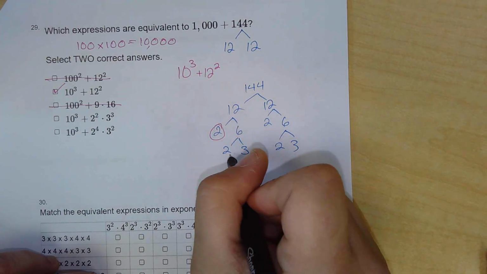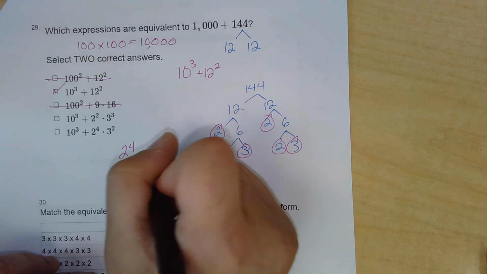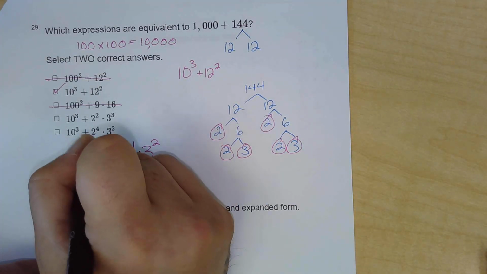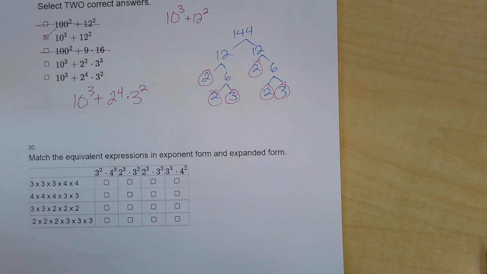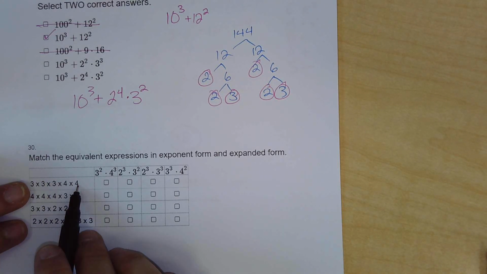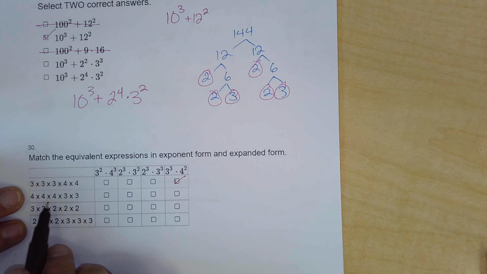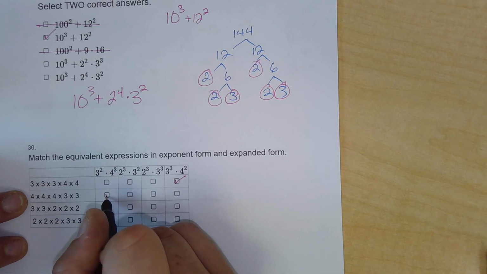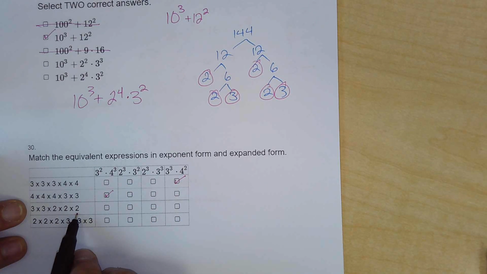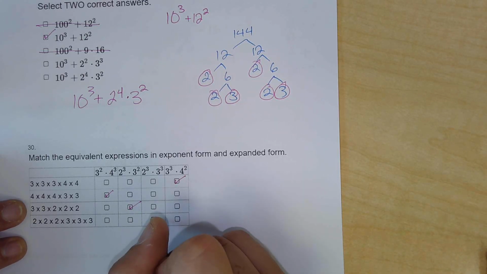Circle my prime numbers. 1, 2, 3, 4. That's 2 to the 4th power. 1, 2 times 3 squared. And I have my 10 cubed anyway. Now, for the sake of time, 3 cubed plus 4 squared is going to be here. 4 cubed plus 3 squared, or times, sorry, not plus, times, my bad, is going to be here. 3 squared plus 2 cubed is going to be here. And our last one is going to be here.